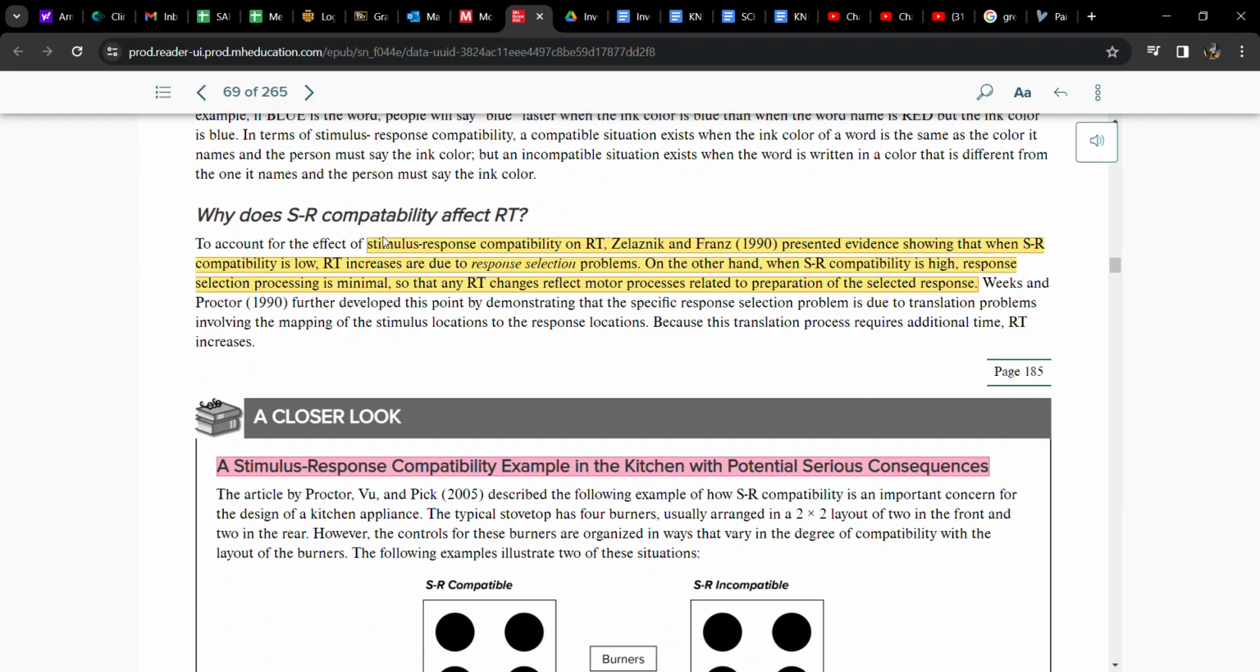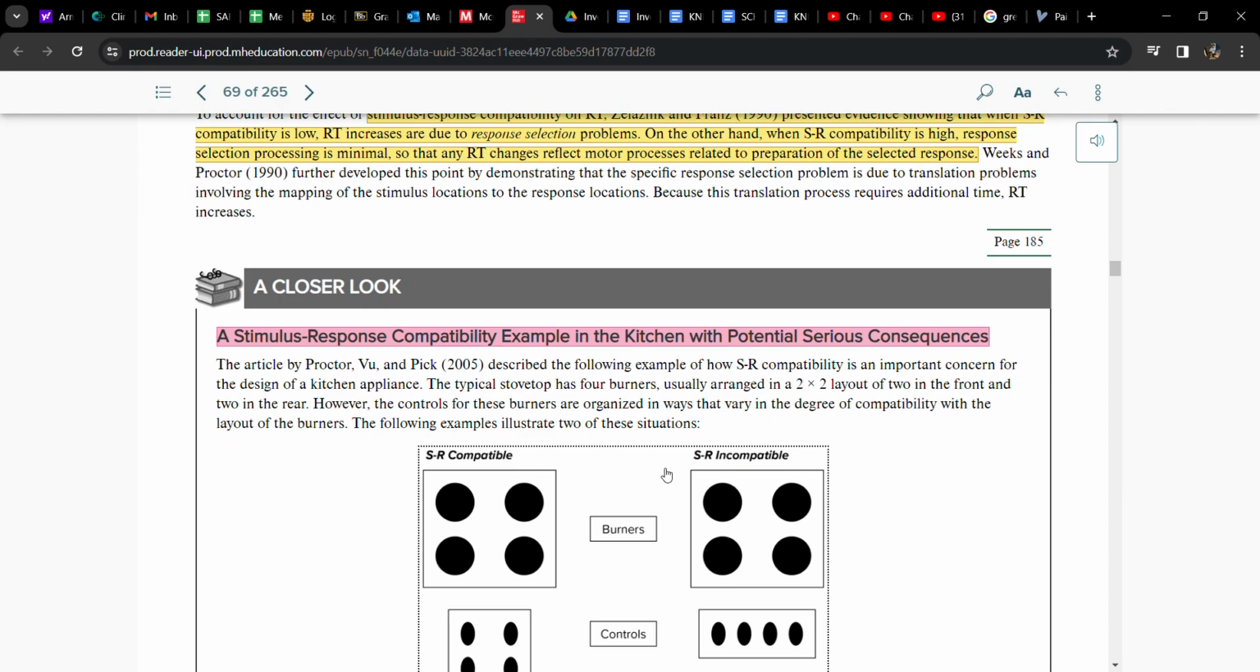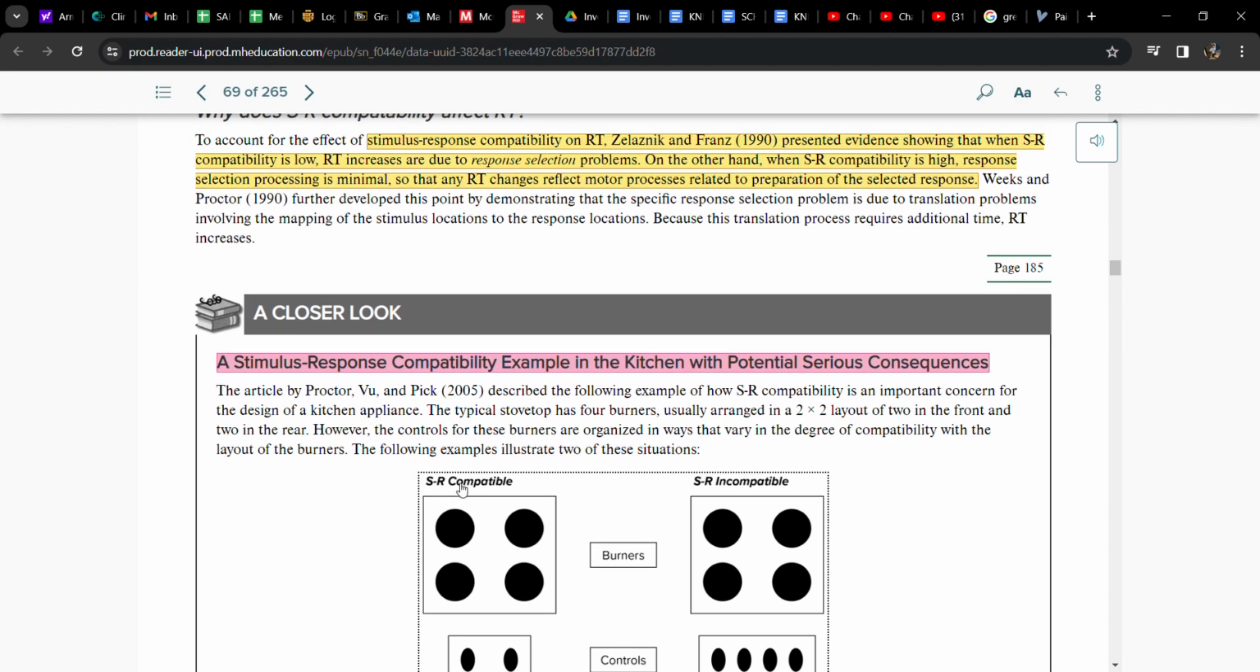So next we're going to ask, why does stimulus response compatibility affect reaction time? Well, it makes sense, right? If we look at this burner example back down here, you are more likely to make mistakes with this example on the right because it's not compatible. They don't look the same. The stimulus and the response are not similar. So your likelihood of making a mistake is higher, so you're going to spend more time in order to make the proper selection. So that's basically where that concept comes from.